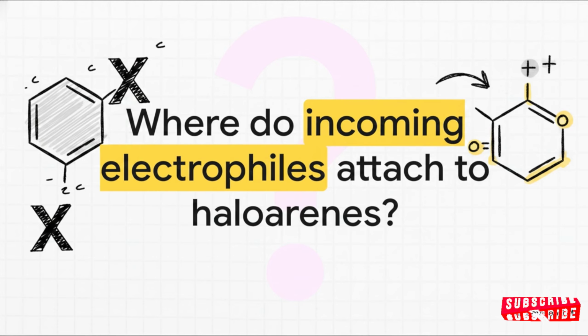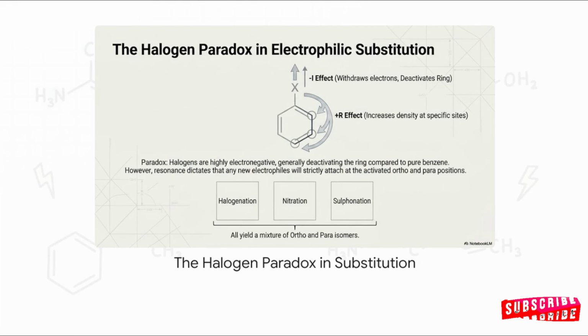So pop quiz time, just to test your understanding before the big exam. Since we know halogens are highly electronegative and they generally withdraw electrons, effectively deactivating the benzene ring, where on Earth do incoming electrophiles, molecules that are actively seeking electrons, attach if they try to react with a haloarene? Take a second to think about that. Got it? The answer lies in what we call the halogen paradox.